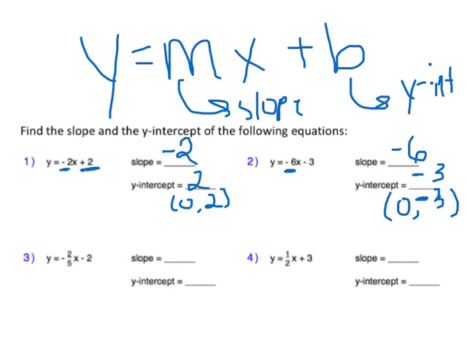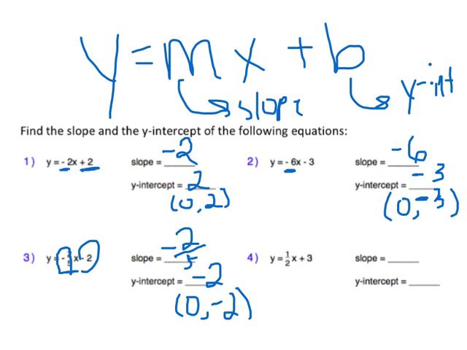Looking at line 3, what is our slope for line 3? It's the number right next to your x, so it's negative 2 over 5. And what is your y-intercept? It's your other number, which is negative 2. How can we write negative 2 as a point? 0, negative 2.